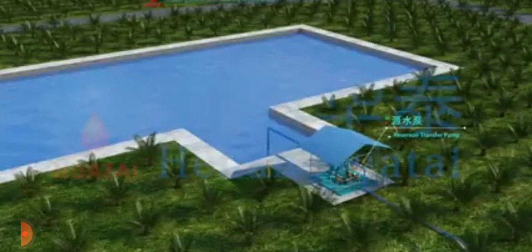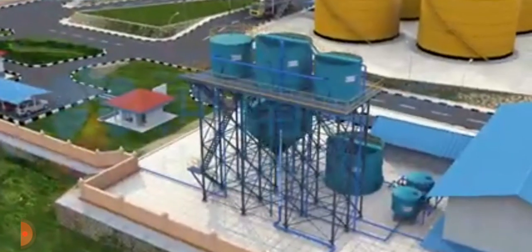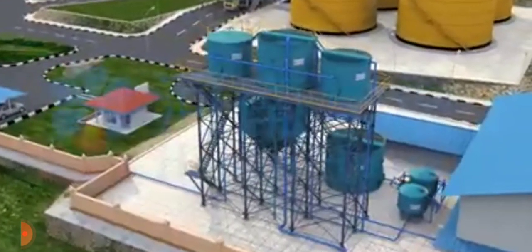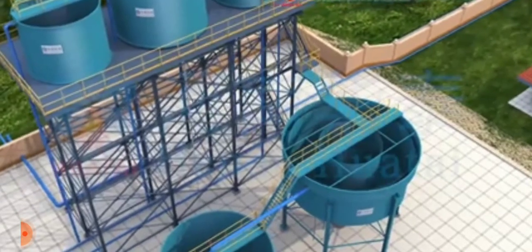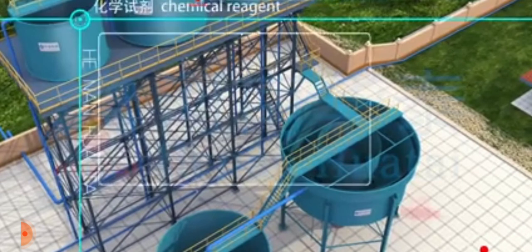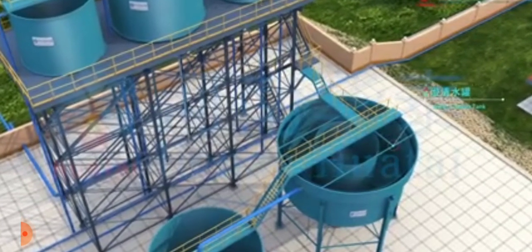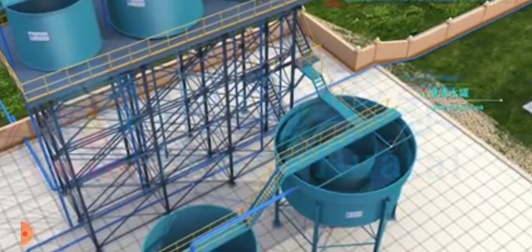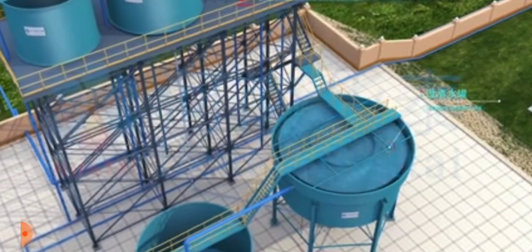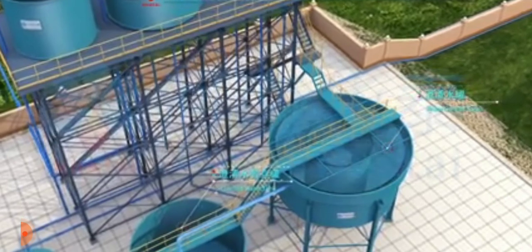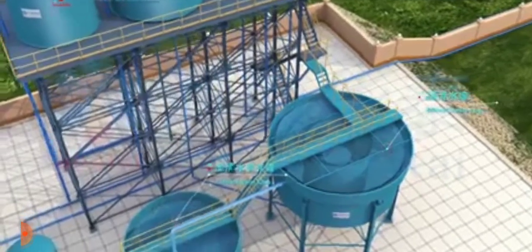Water in the reservoir is conveyed to the elevated water tank by the reservoir transfer pump. In the pipeline, chemical reagent from the chemical tank is added to adjust the pH value of the water. Water flows into the water clarifier tank bottom. After overflow and clarification separation, sand and impurities are separated out and the water enters the clarified water tank.